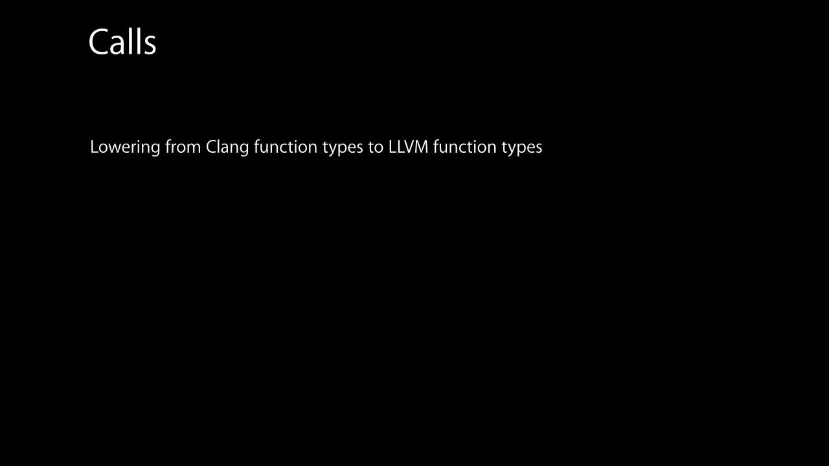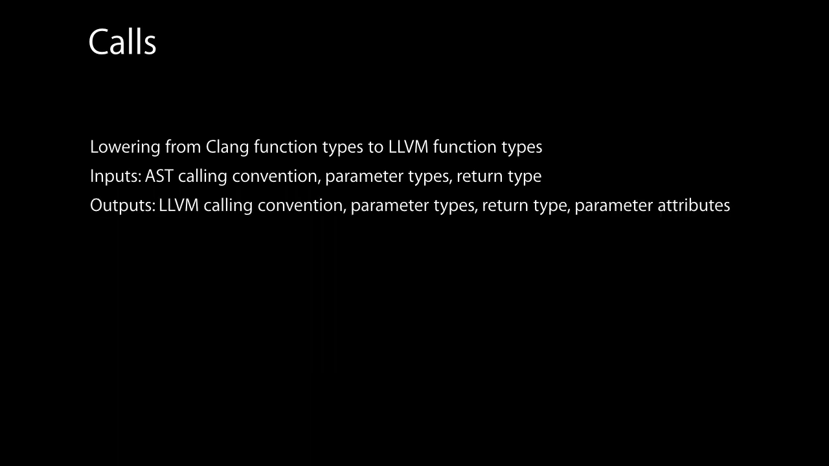The other major ABI issue I want to talk about is calls. The main way this takes effect is turning a Clang function type into an LLVM function type. Our inputs to this algorithm are going to be an AST-level calling convention, and then the formal parameter types and return types. The outputs are going to be an LLVM calling convention, parameter types, return types, and a whole bunch of parameter attributes.